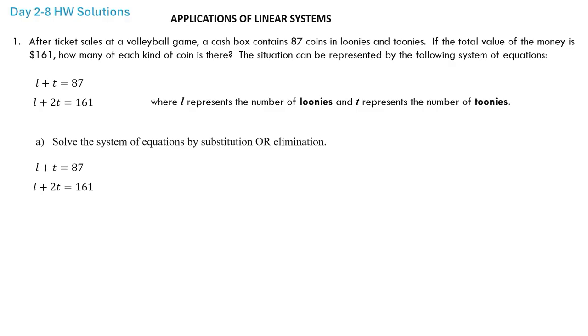Now, we know that loonies are worth $1 and toonies are worth $2. So we take the number of loonies multiplied by 1 plus the number of toonies multiplied by 2 for the $2 that they're worth equals a total of $161. So that's where we get our second equation of L plus 2T equals 161.